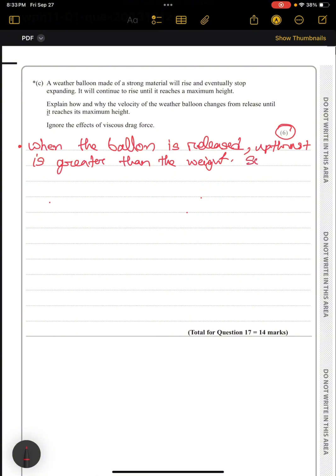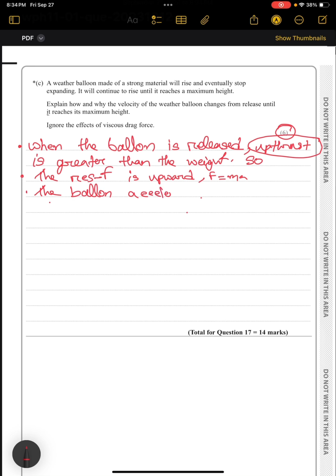So this is our second point. The resultant force is upward. As the upthrust is greater, the resultant force is upward. So the ball will move upward. The ball will accelerate upward. We know F is equal to ma. So the ball will accelerate upward. The balloon accelerates upward. Okay, this is our point number 3.